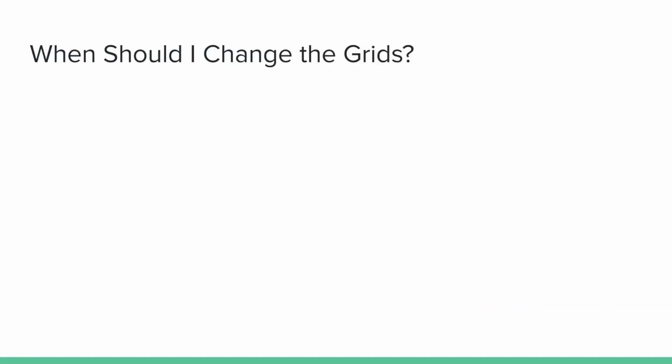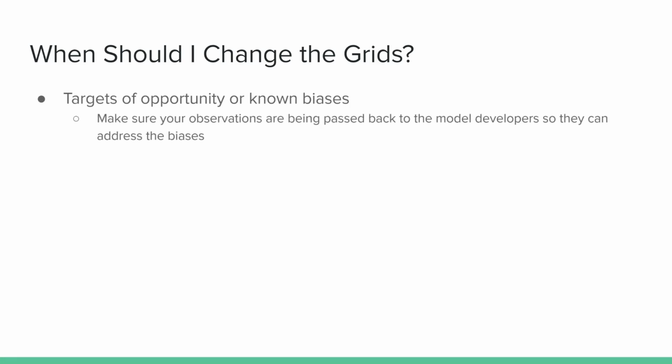Now you may be wondering when you should make changes to the initial grids. Well, the simple answer is anytime your meteorological reasoning differs from the initial grids that were populated. Targets of opportunity and known model biases are an easy place to start with making grid changes. If you find yourself making the same change multiple times, make sure this information is being passed back to the model developers so that they can attempt to correct the bias in future upgrades.